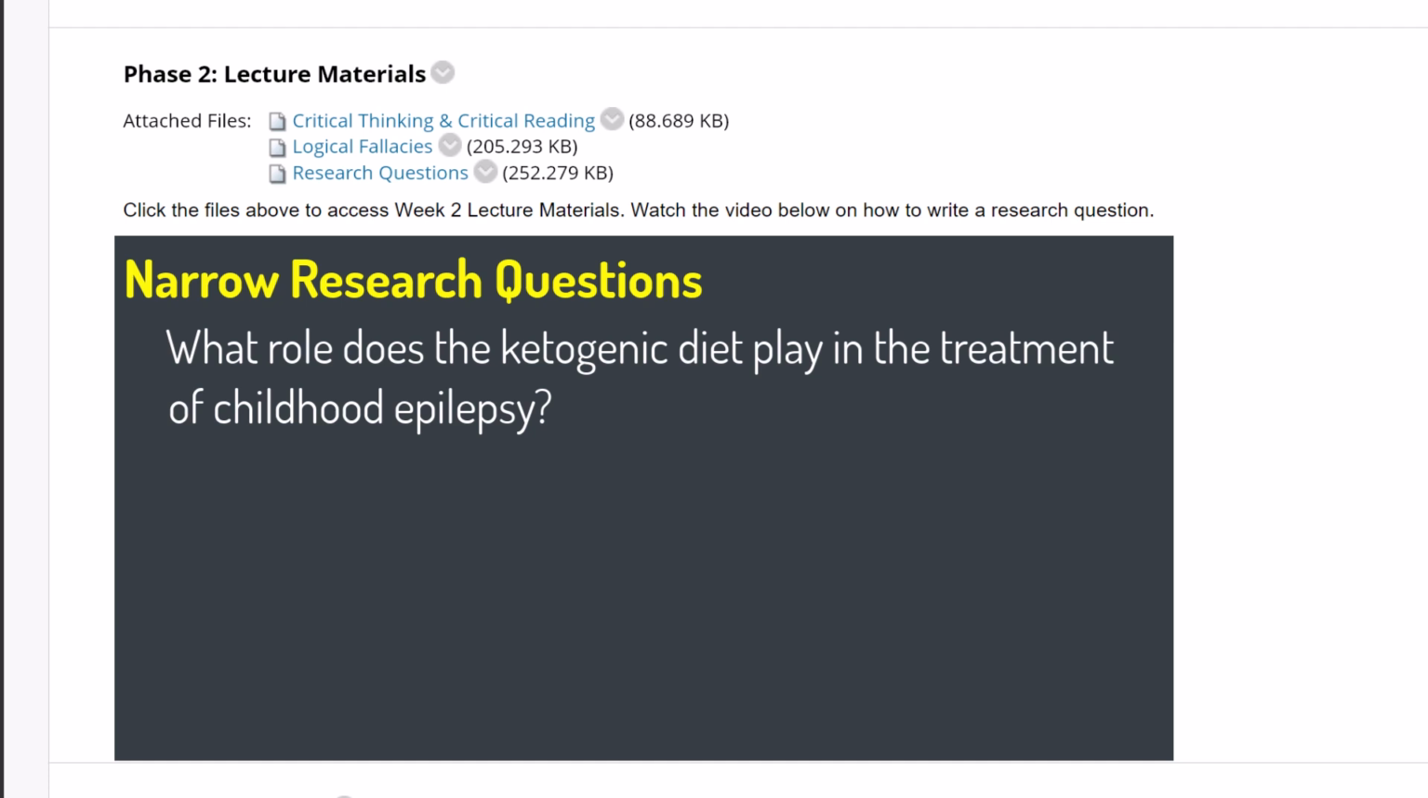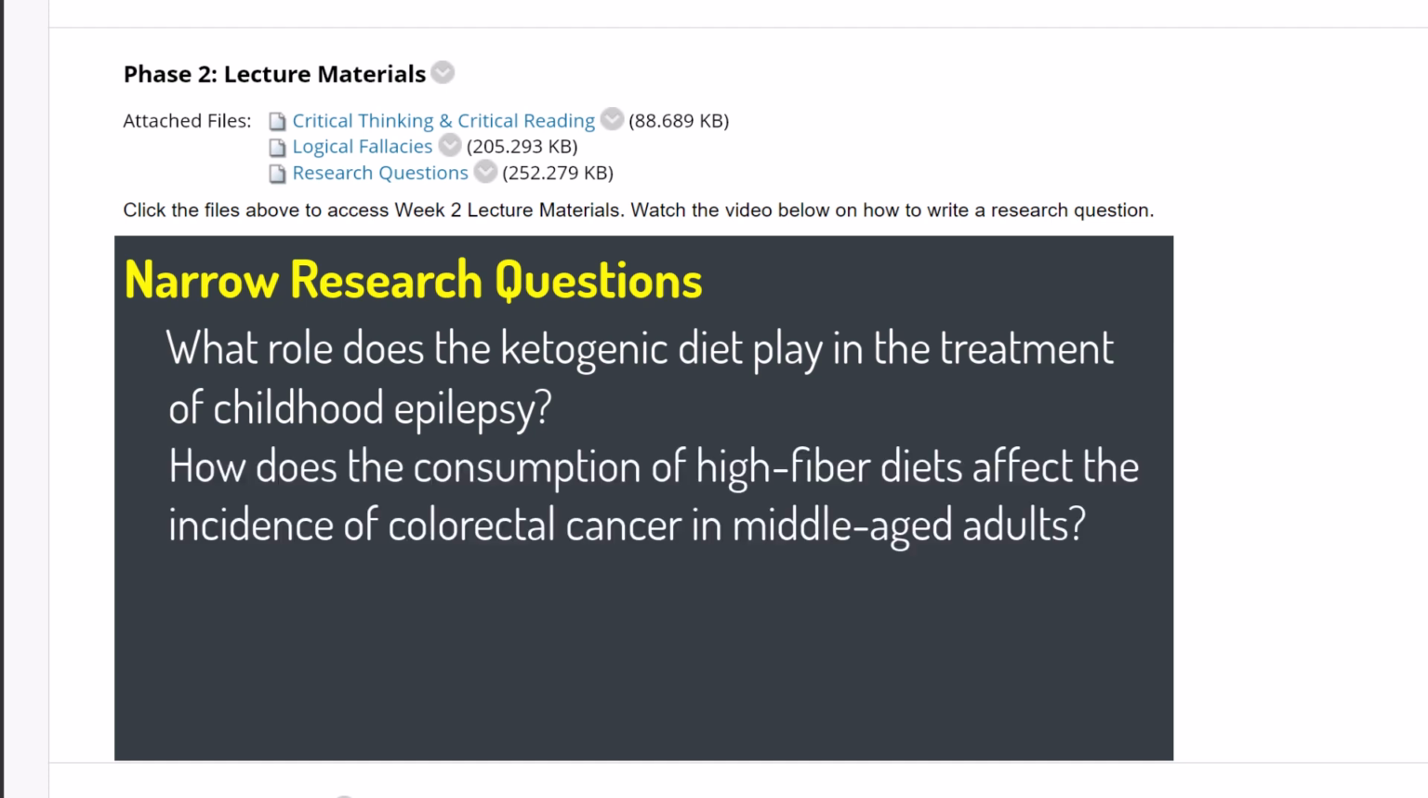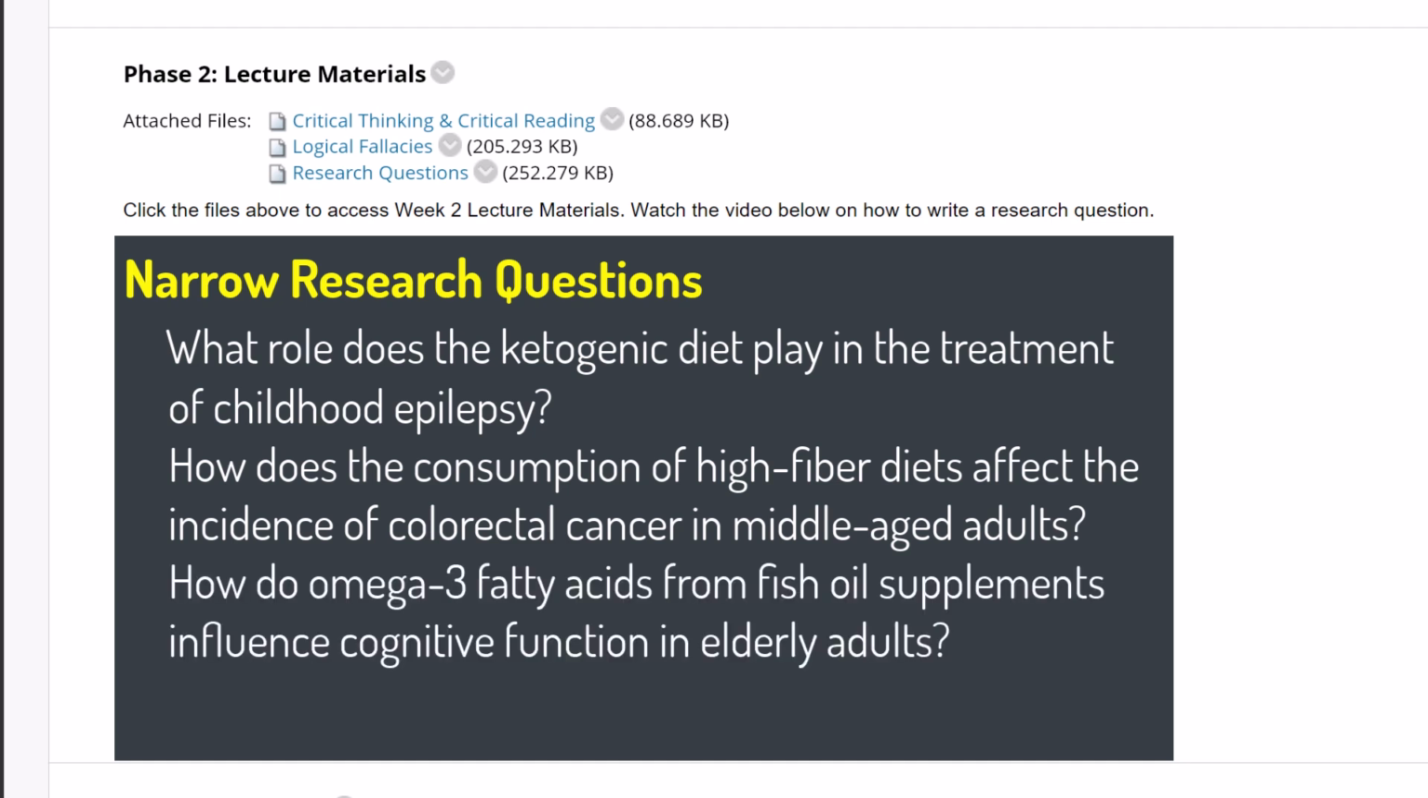What role does the ketogenic diet play in the treatment of childhood epilepsy? How does the consumption of high-fiber diets affect the incidence of colorectal cancer in middle-aged adults? How do omega-3 fatty acids from fish oil supplements influence cognitive function in elderly adults?